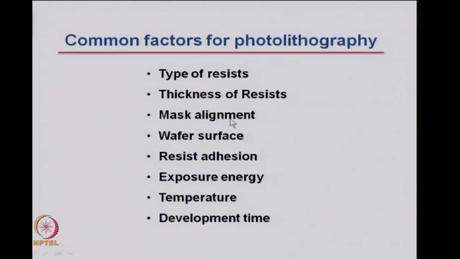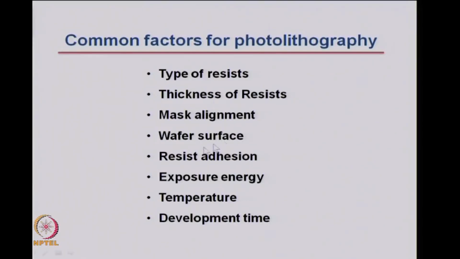So, the mask alignment is done not by hand, but automatically through equipment which is called the mask aligner. So, it is programmed and the mask goes to the exact position on the resist, and then you expose it to light. Then you have to know the wafer surface. The wafer is basically the substrate here. The substrate is silicon. For IC chips, most of the time we are using silicon.